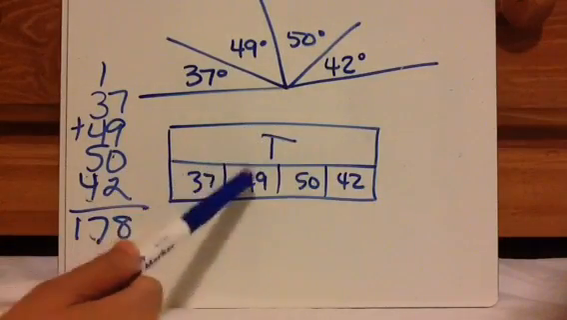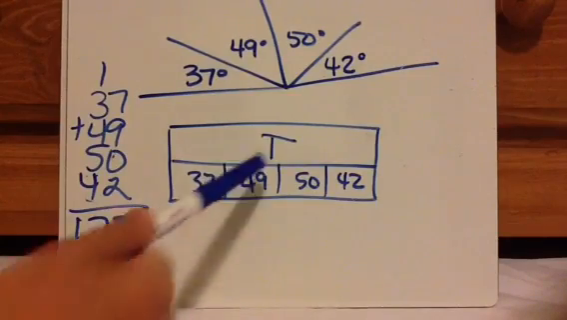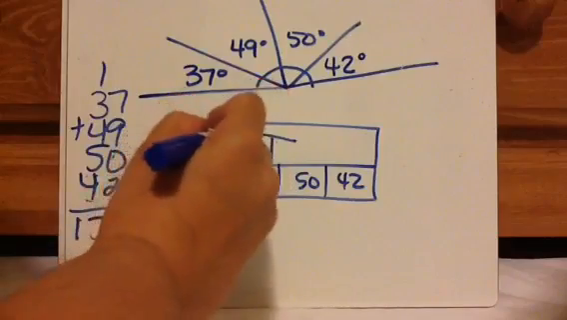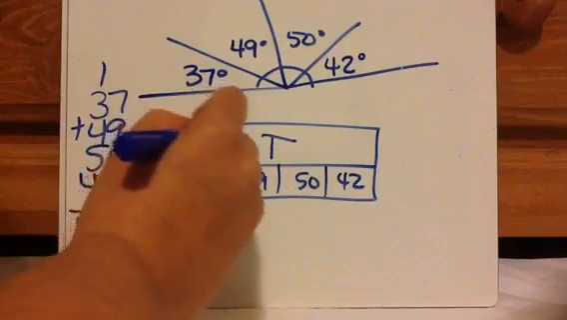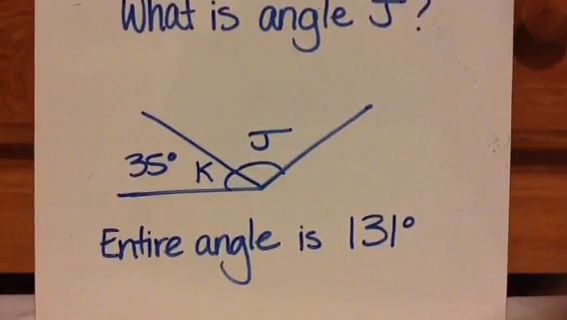So you want the total. These are your pieces. Add up the pieces. You get 178, and that is the measurement of all four angles. So the total is 178 degrees. So let's look at an example.